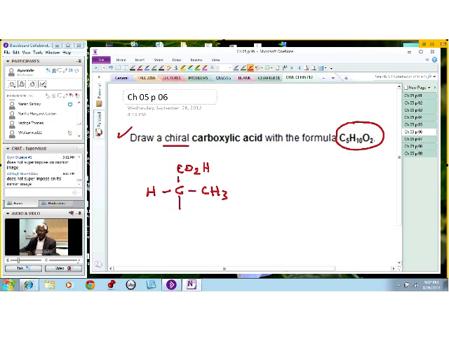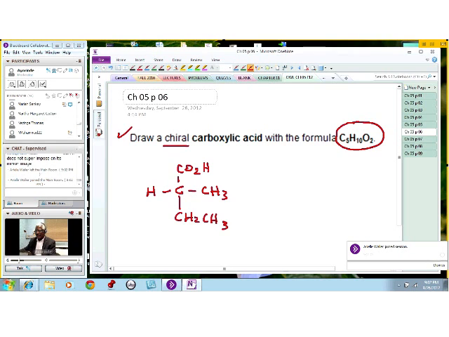Okay, so how many carbons have we used? 1, 2, 3. 2 more carbons to use. Okay, does this formula fit what they are giving us? We have 5 carbons, and how many hydrogens? 5, 4. Yeah, 10 hydrogen and 2 oxygen. So this structure fits this formula they've given us.